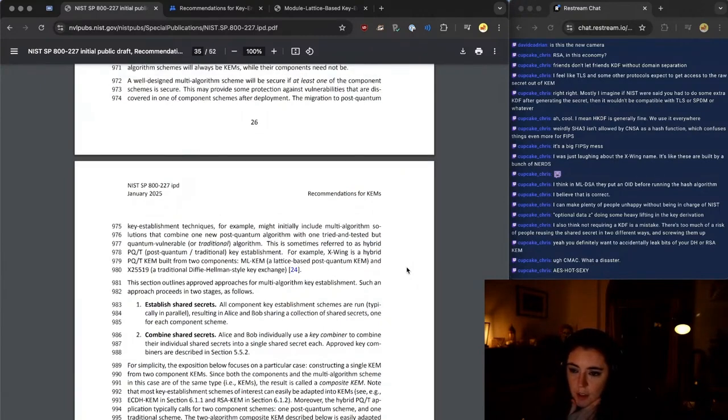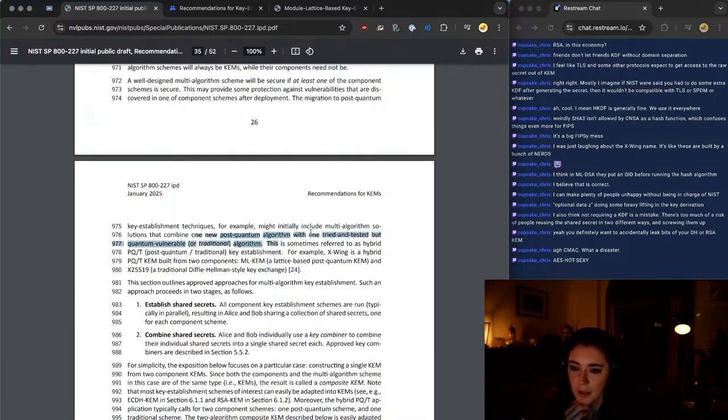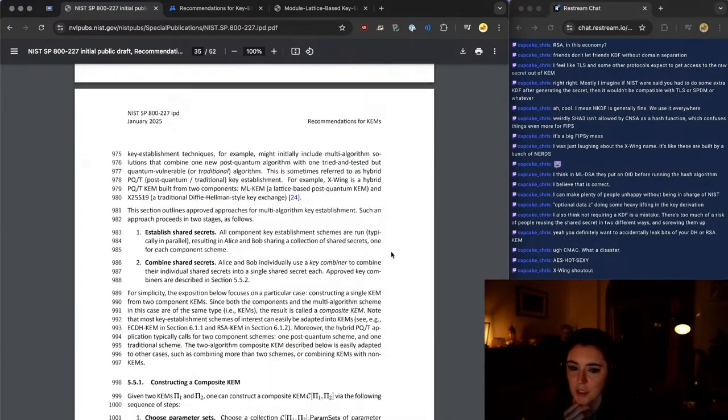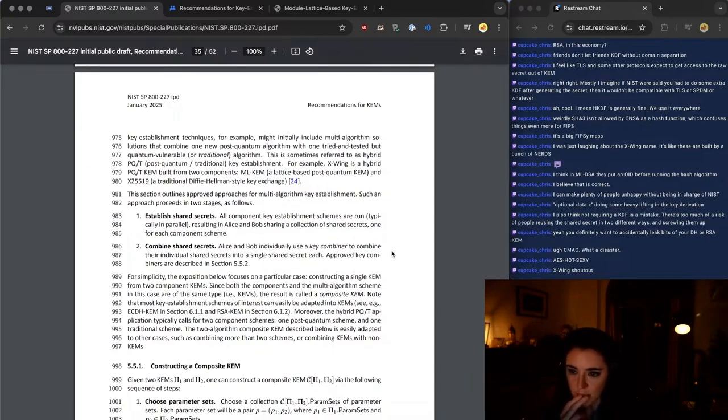Migration to post-quantum, for example, might initially include multi-algorithm. Yeah, initially, not forever. Include multi-algorithm solutions, combine one new post-quantum algorithm with one tried and trusted but quantum-vulnerable or traditional algorithm. Excellent. Yep, sometimes referred to as a hybrid.